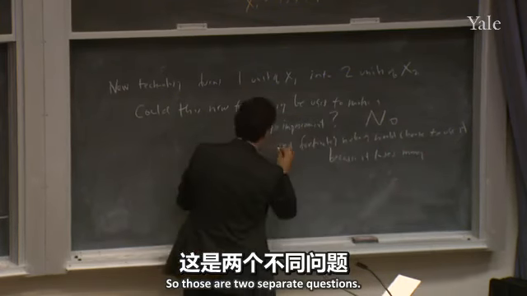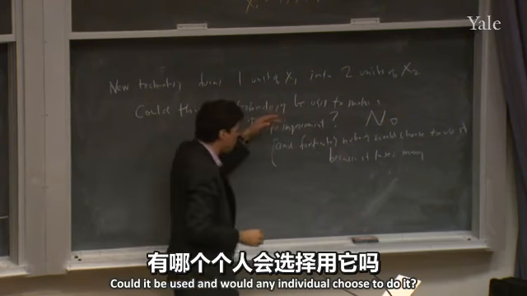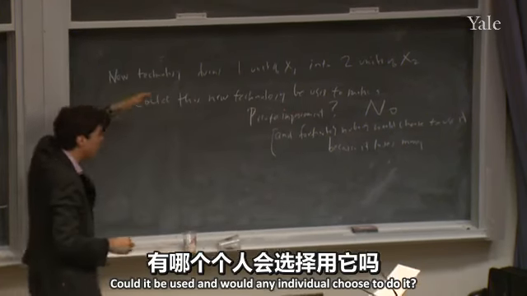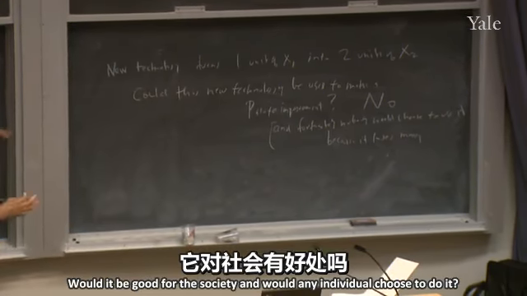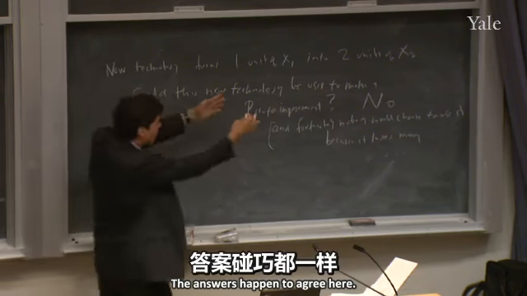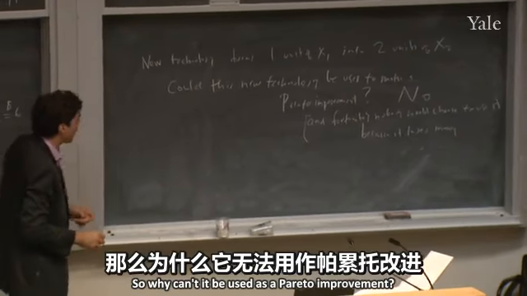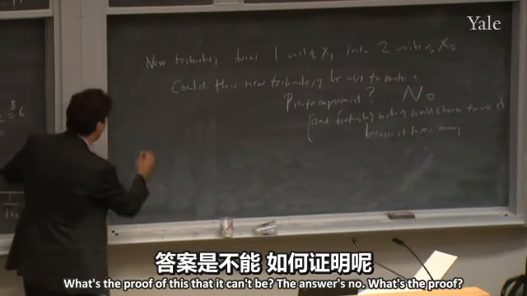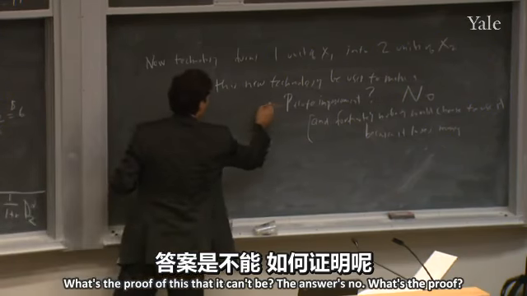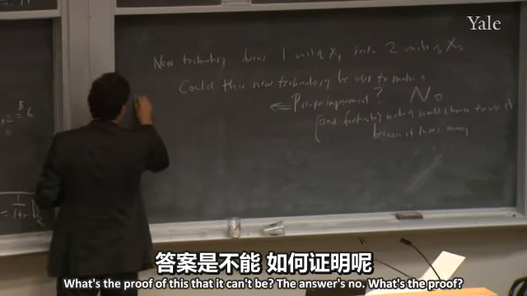Those are 2 separate questions. Could it be used, and would it be good for the society? And would any individual choose to do it? The answers happen to agree here. So why can't it be used as a Pareto improvement? What's the proof of this? That it can't be. The answer is no. What's the proof?